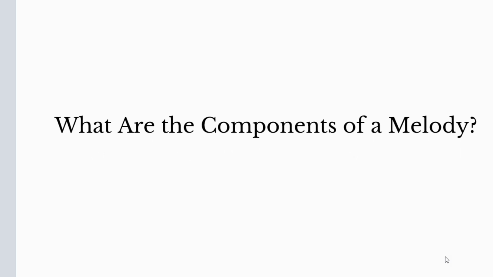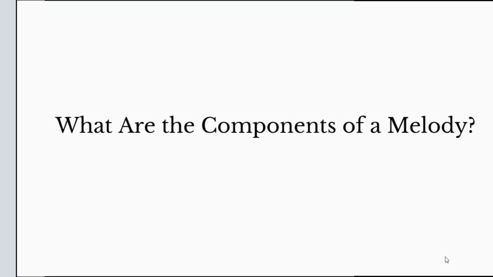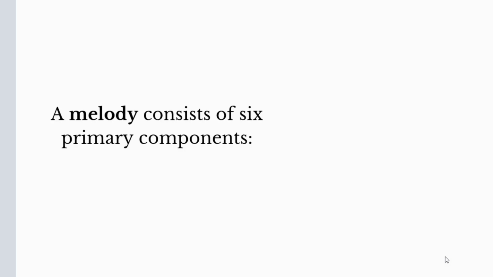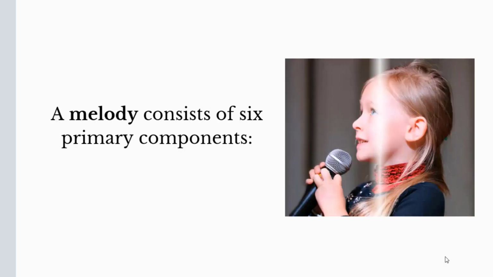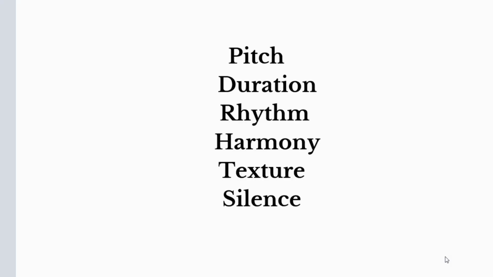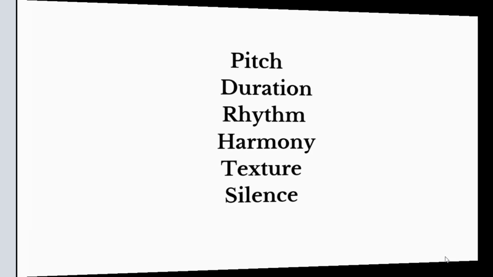What are the components of a melody? A melody consists of 6 primary components. Number 1, pitch. Number 2, duration. Number 3, rhythm. Number 4, harmony. Number 5, texture. And the last one, silence. Let us start with pitch.